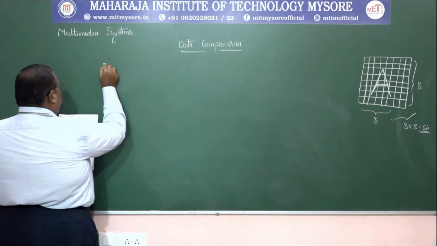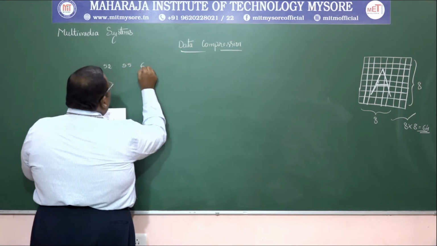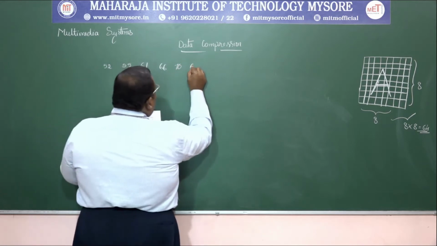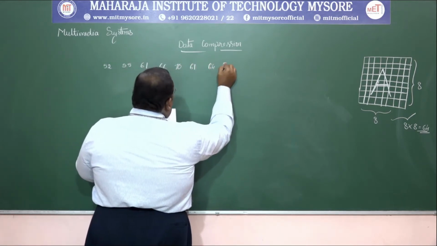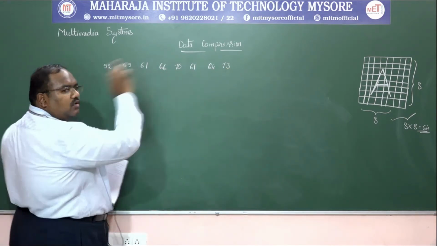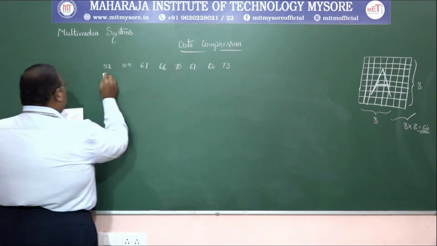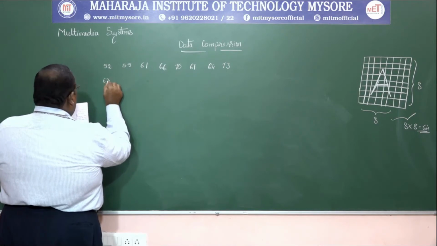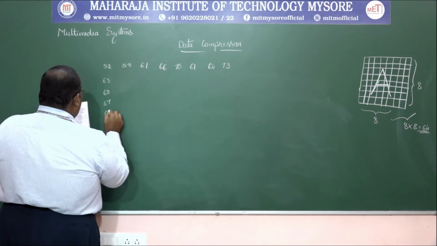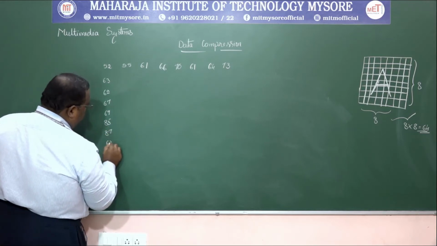I will start from here. So 52, 55, 61, 66, 70, 61, 64 and 73. 1, 2, 3, 4, 5, 6, 7, 8. So we have 8 columns. In a similar way, we are supposed to have 8 rows. So here it goes like this: 63, 62, 67, 69, 85, 87, 63.